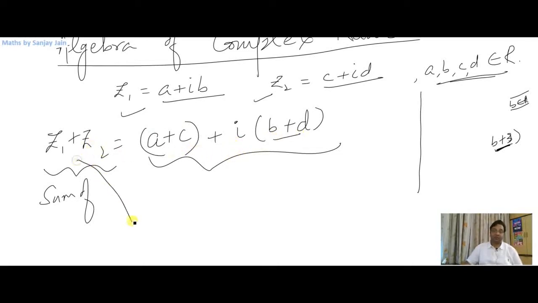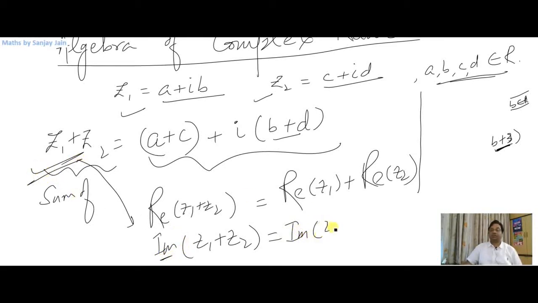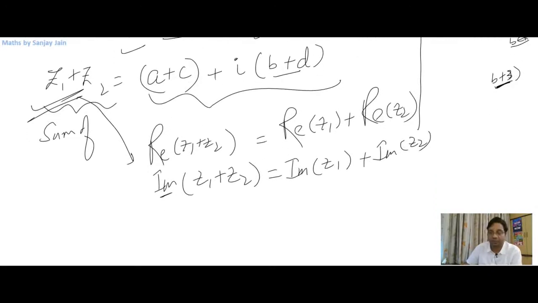So if I ask you what is the real part of z1 + z2, you will say it is equal to the real part of z1 plus the real part of z2. A similar statement you can make about imaginary parts: the imaginary part of this new complex number z1 + z2 is equal to the imaginary part of z1 plus the imaginary part of z2. So it follows some properties.